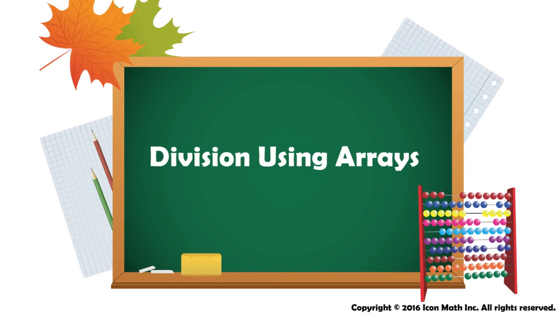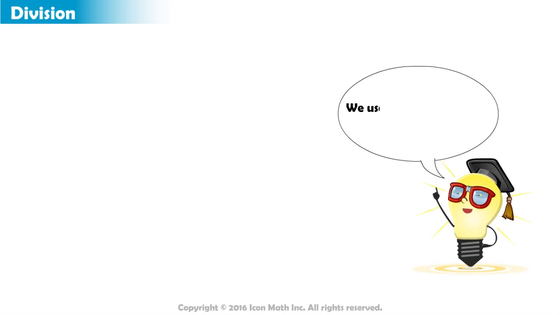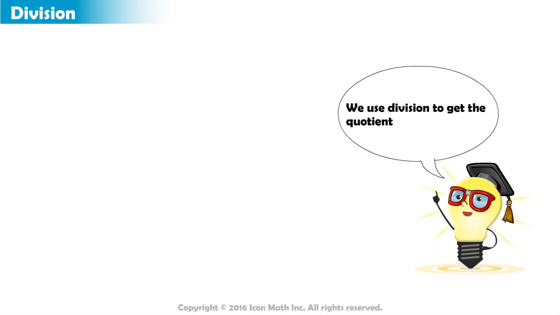Division using arrays. We use division to get the quotient of two numbers. For example, the quotient of 27 divided by 3 is 9.